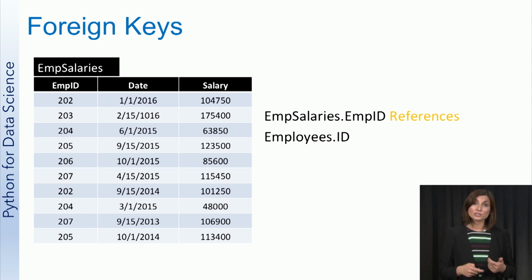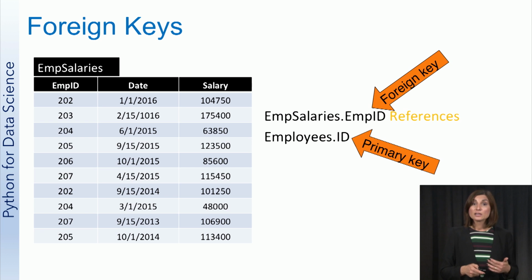In the terminology of the relational model, the EMP ID column of the EMP salaries table is called a foreign key that refers to the primary key of the employees table. Note that EMP ID is not a primary key in the EMP salaries table because it has multiple tuples with the same EMP IDs reflecting the salary of the employee at different times.